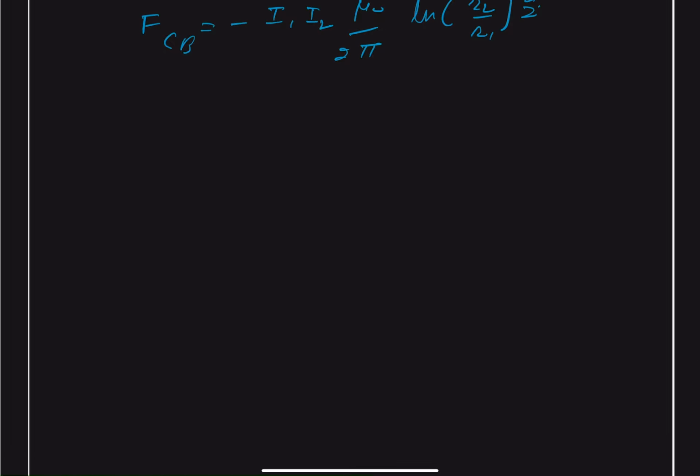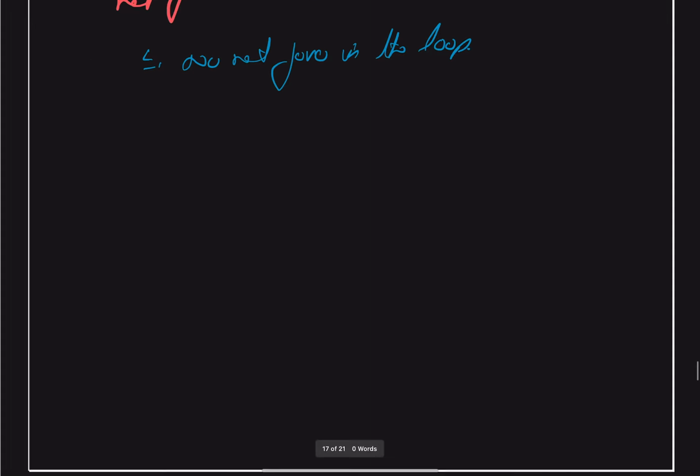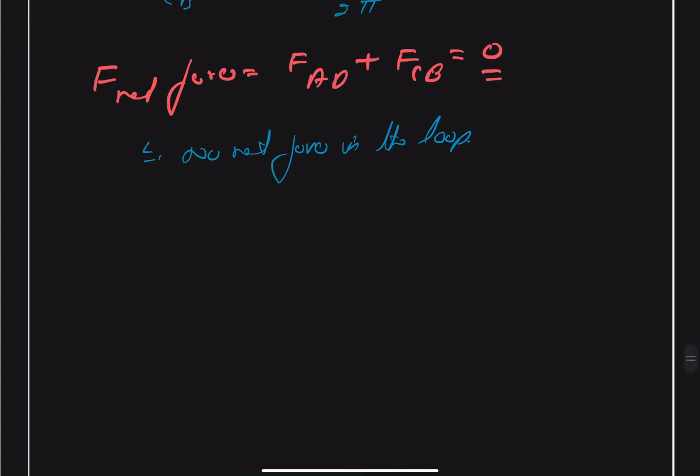Therefore, the net force will be equal to FAD plus FCB. The rest of the forces are already 0, so this summation will also be equal to 0. So there is no net force on the loop. But these two forces, FAD and FCB, will produce a torque.